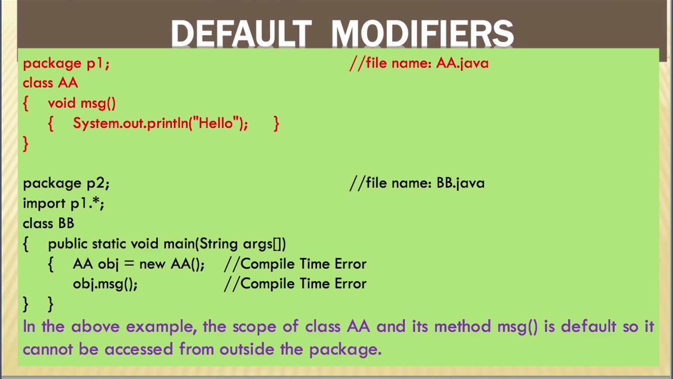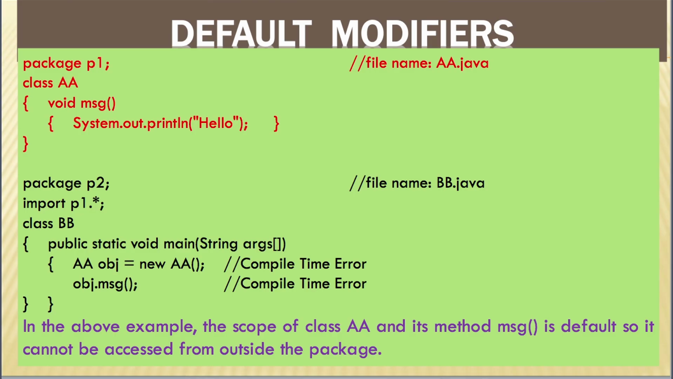So in case of default modifier, we can use the function of default modifier in another package. So this is the rule: the default modifier is accessible within the package and it cannot be accessed from outside the package. But when we write this message function in the second package, it will give a compile error.